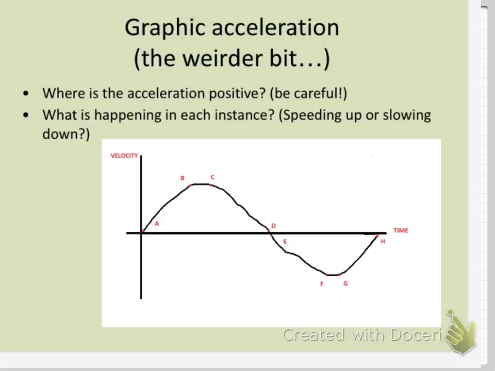Here's where it gets kind of strange. So, at your tables, talk amongst yourselves. Where is the acceleration positive? Where is the acceleration negative? Go.